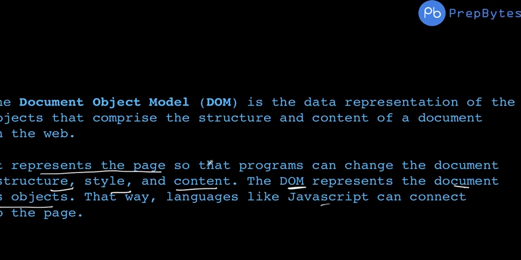Let's try and understand what this is talking about. First, let's understand how programs can change the document structure, style, and content, and how the DOM represents the document as objects. So what do we mean by document? Document is nothing but your web page, right? There are different representations of a web page. First, let's say you have just written the code. The source code that you have written is one representation of the web page. It's all the code there.